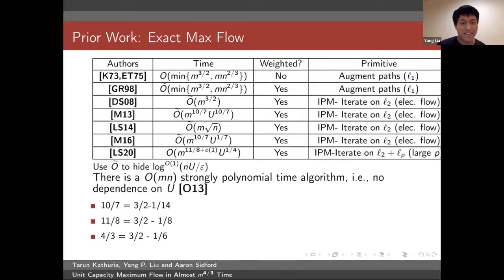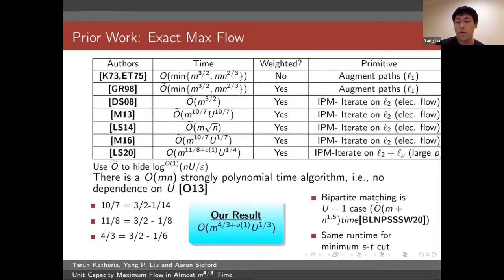As I've mentioned, our main result here is that we give an algorithm for unit capacity max flow that runs in time m to the 4/3 plus little o of 1. This implies an algorithm for bipartite matching in the same time, m to the 4/3 plus o(1). There's also a separate paper in this conference that gets runtime m plus n to the 3/2 for bipartite matching. And we also get the same runtime m to the 4/3 for the minimum ST cut problem.